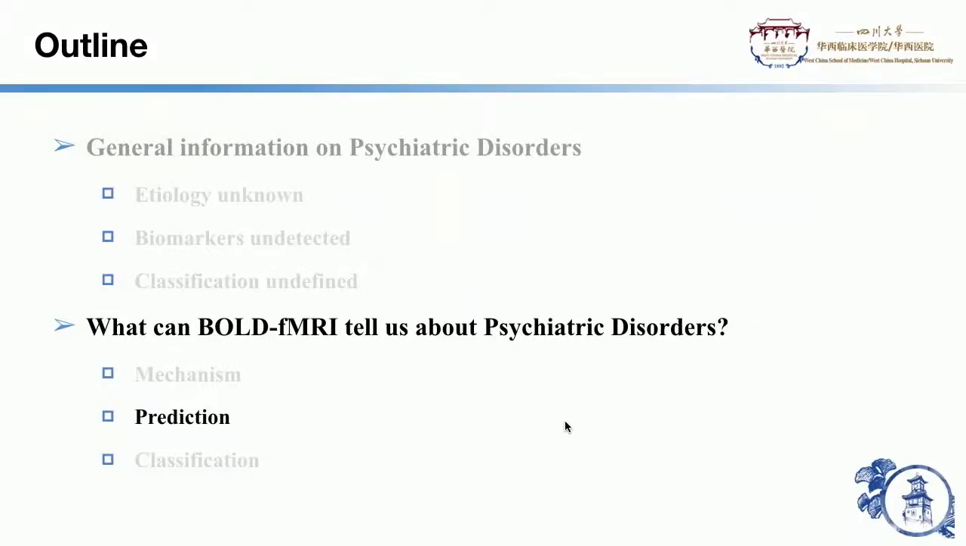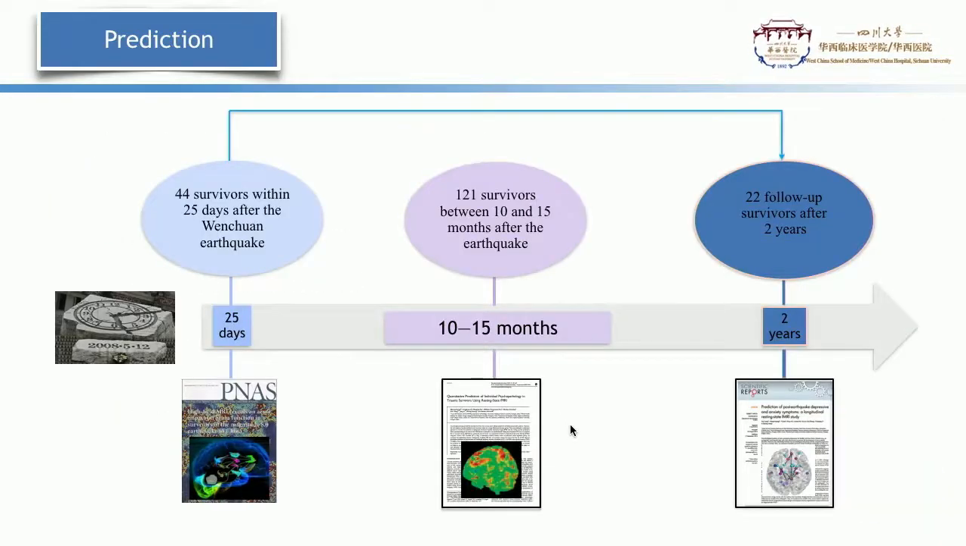Then another thing about prediction. For prediction, in our center we did a very large study, which was also related to a tragedy 10 years ago. Exactly 10 years ago, there was a terrible earthquake near Chengdu. Our center was the biggest hospital in China at that time, so we had a lot of survivors from the earthquake. We were trying to see how brain function changes after that terrible earthquake.